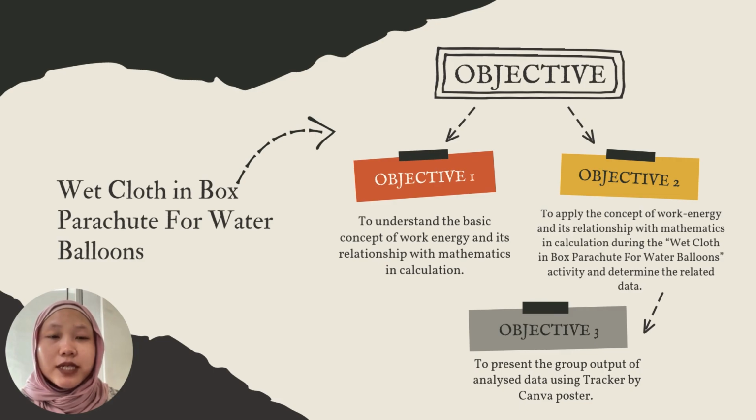Okay, so next is the objectives. There are three objectives for the wet cloth in box parachute for water balloons. First, to understand the basic concept of work energy and its relationship with mathematics in calculation. Second is to apply the concept of work energy and its relationship with mathematics in calculation during the wet cloth in box parachute for water balloons activity and determine the related data. Last but not least is to present the group output of analyzed data using Tracker by a Canva poster.